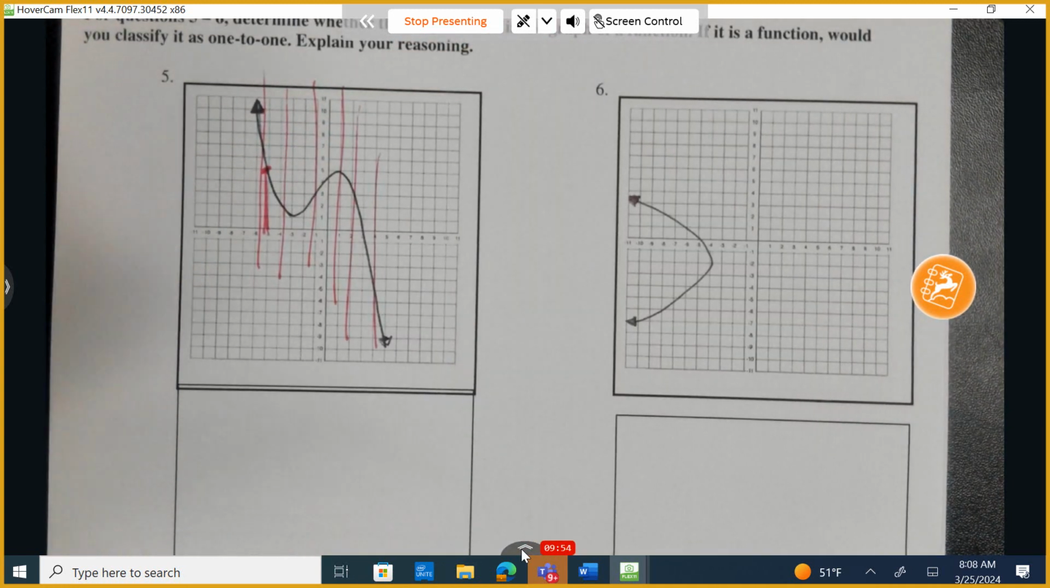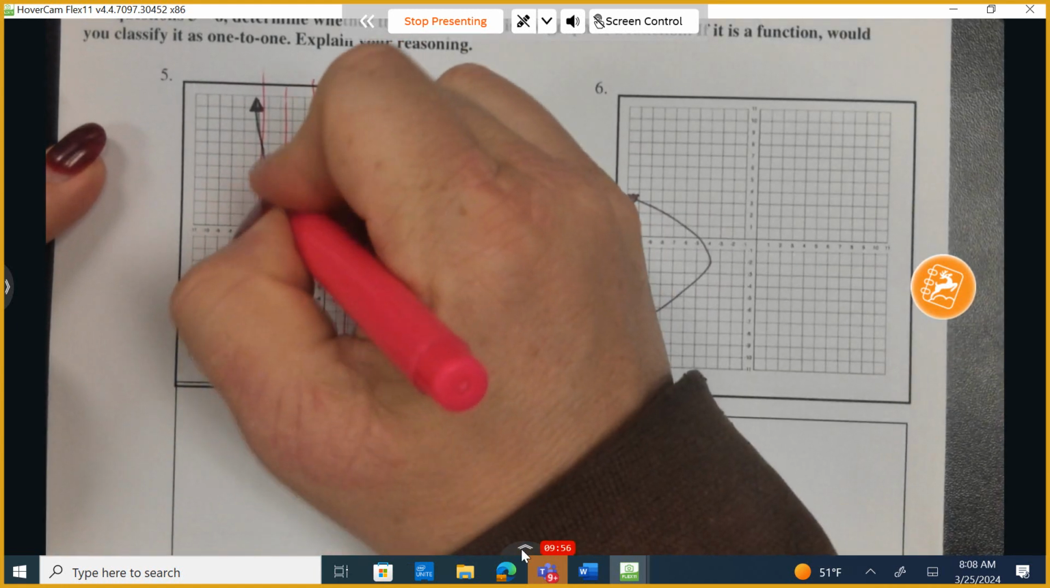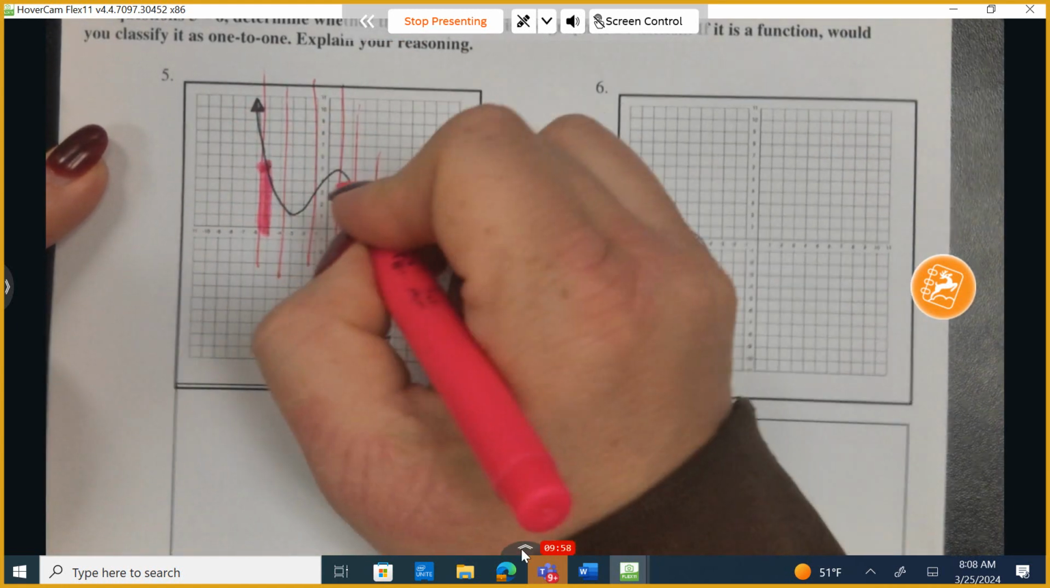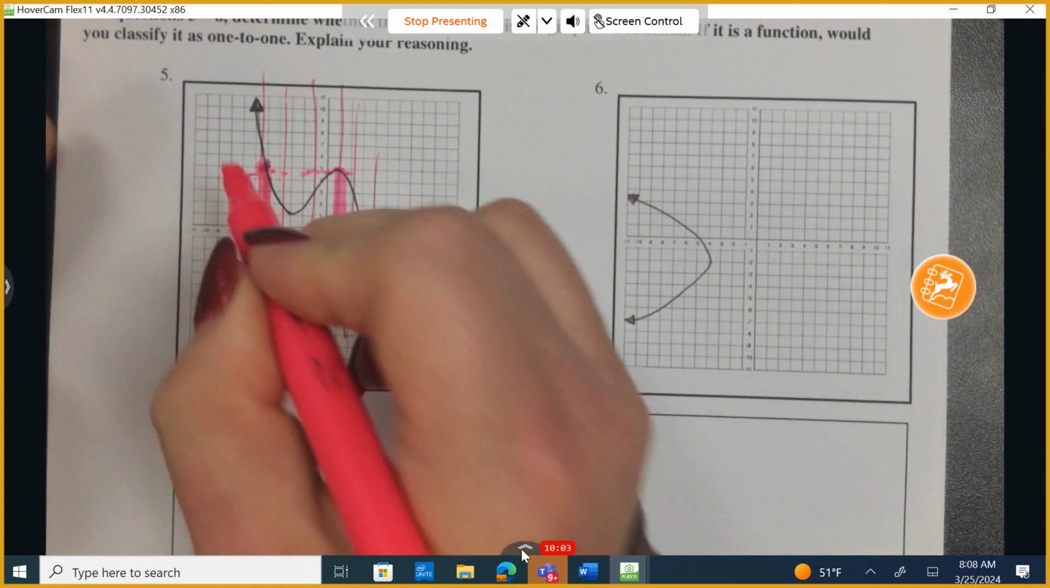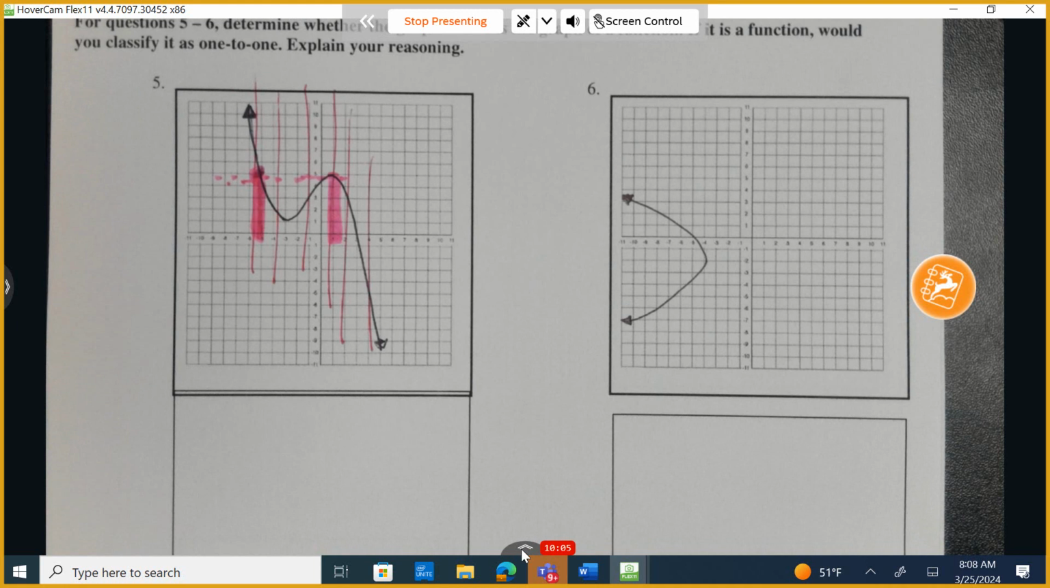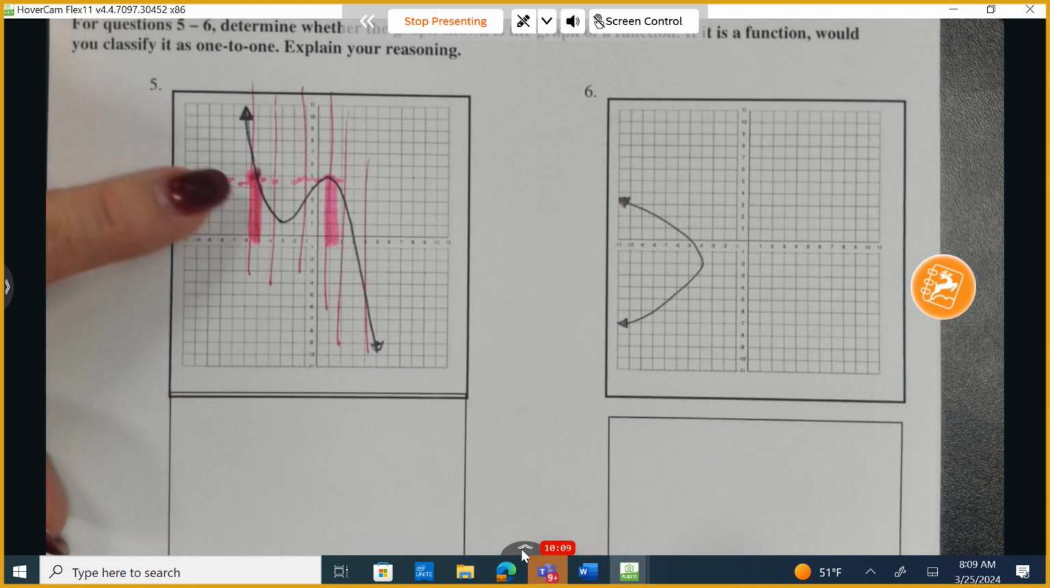This is not 1-to-1, because as we can see here, I have this value that maps onto a y. Please don't talk when I'm going over this. This value of x maps onto this y value, and as does this value of x. So I can see that to be 1-to-1, every x value maps onto a unique y value. So no other x value would map onto this y value, but in fact we do have more than one.